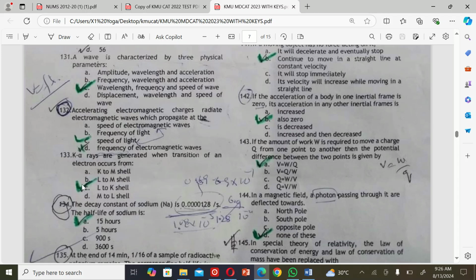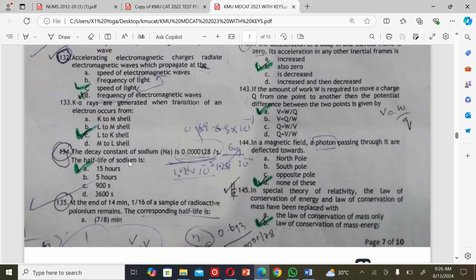The next MCQ is: K alpha rays are generated when transition of an electron occurs from A. K to L shell, B. K to M shell, C. L to K shell, and D. M to K shell. So the correct option is C.